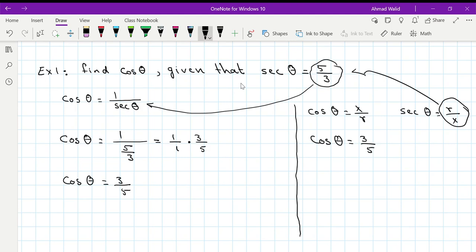But because in this section they are asking you to use the reciprocal identities, because they want to see that you can slowly memorize them or understand them, we go this way. Other than that, this way is really easy, the right side, correct?